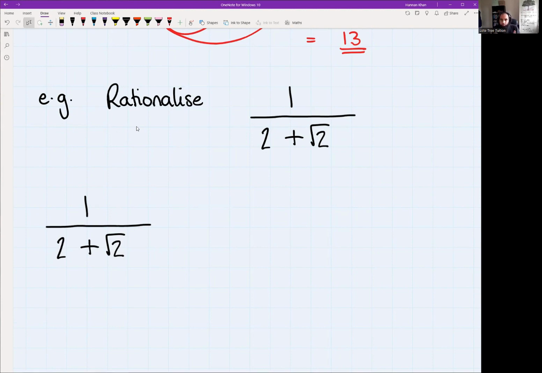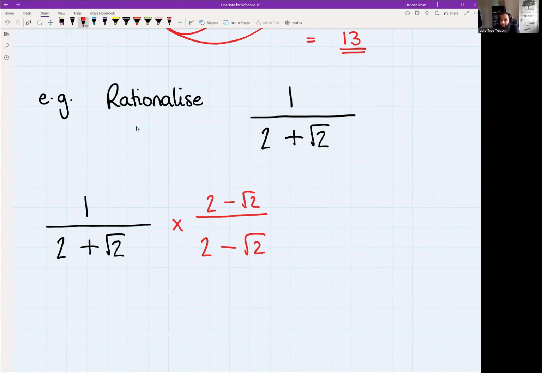So it has to be 1. Whatever we're multiplying it by has to be the same on the top and the bottom. We're going to use the trick: if we were doing the difference of two squares, what would the other bracket be? Well, it would be 2 minus the square root of 2, over 2 minus the square root of 2. It has to be the same on the top and bottom.